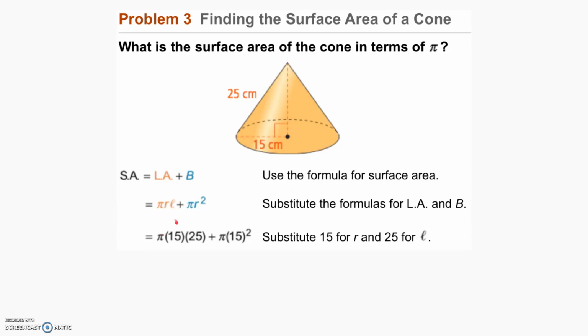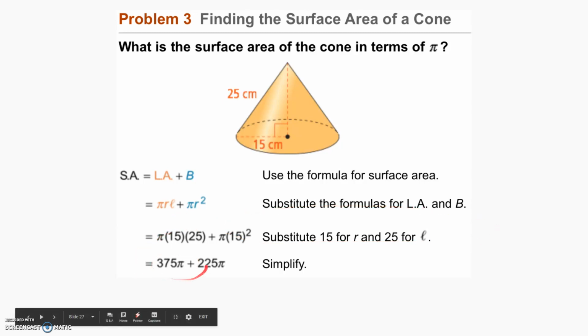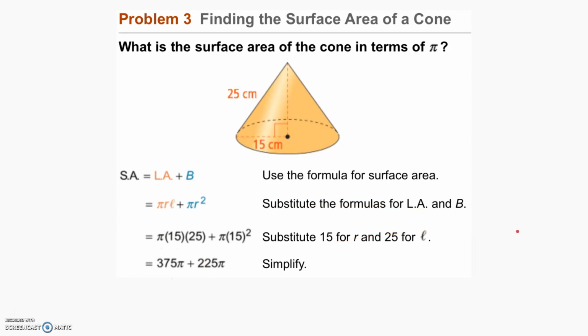We get pi times 15 times 25 plus pi times 15 squared. Notice we're plugging in 15 for the radius, 25 for the slant height. And we get 375 pi plus 225 pi, which if I'm correct is 600 pi. Nice. So the surface area of the cone is going to be 600 pi centimeters squared. And remember, that's the whole surface area, including the top part and the base.